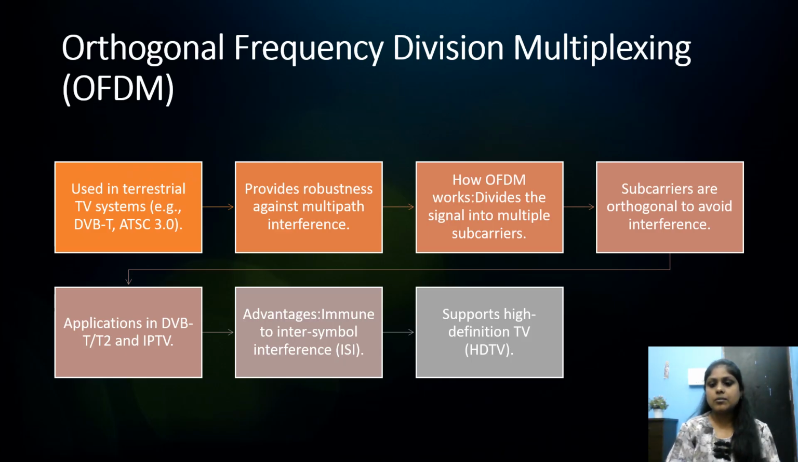Orthogonal frequency division multiplexing, that is OFDM. It is used in terrestrial TV systems, for example DVB-T, and provides robustness against multipath interference. How does OFDM work? It divides the signal into multiple subcarriers, and the subcarriers are orthogonal to avoid interference. Applications are in DVB-T or T2, and in IPTV. Advantages: immune to intersymbol interference, that is ISI, and supports high definition TV, that is HDTV.